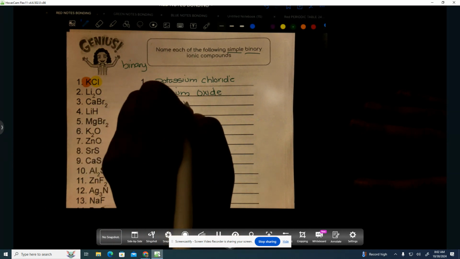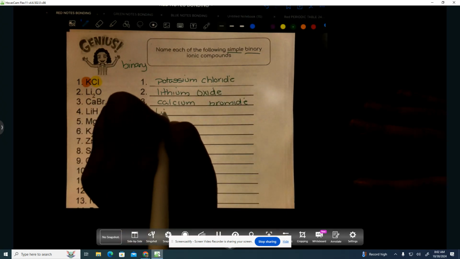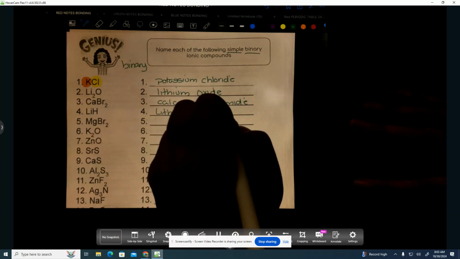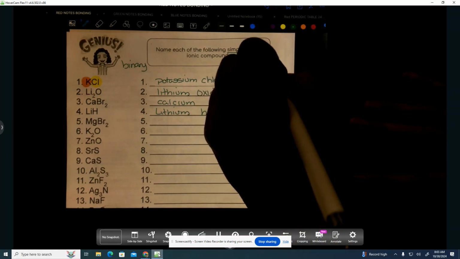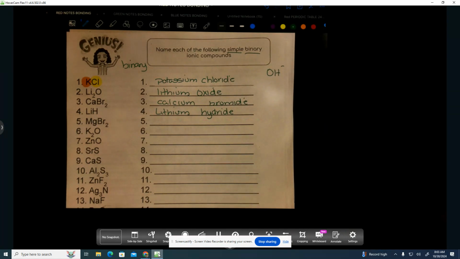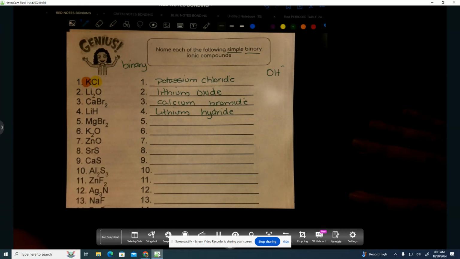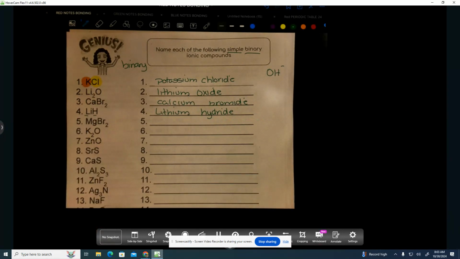Calcium bromide. Lithium hydride. Make sure you wrote hydride and not hydroxide. Hydroxide is a polyatomic ion that has oxygen and hydrogen with a negative charge. That's coming, but right now it's binary. There's only 2 elements in this compound. And remember, you can know that there's 2 elements because of the number of capital letters. If there's 2 capital letters, you've got a binary compound.